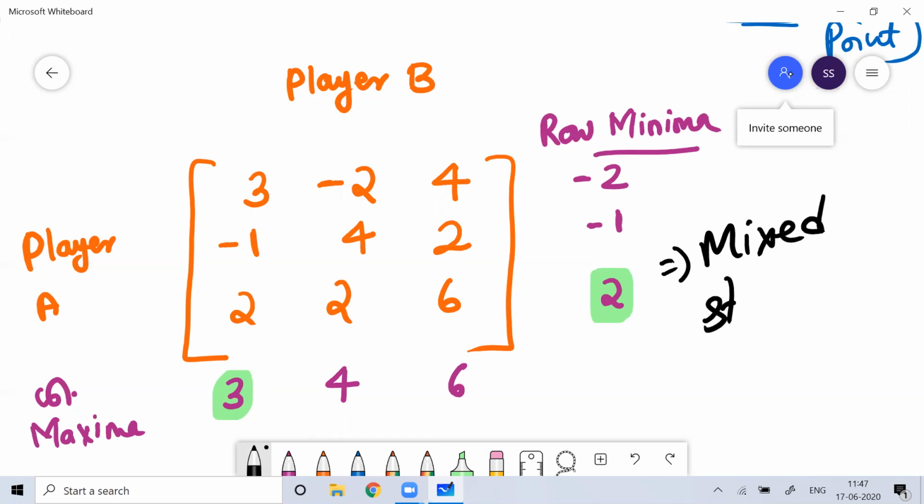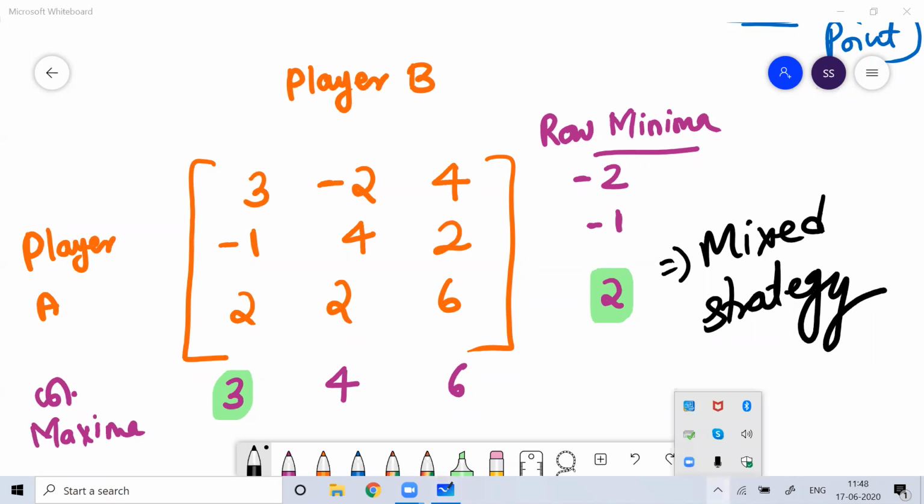They are supposed to be equal. If they are not equal, then this is not a problem of pure strategy. What does pure strategy mean? Whenever you get a problem where they become equal, that is a pure strategy problem.